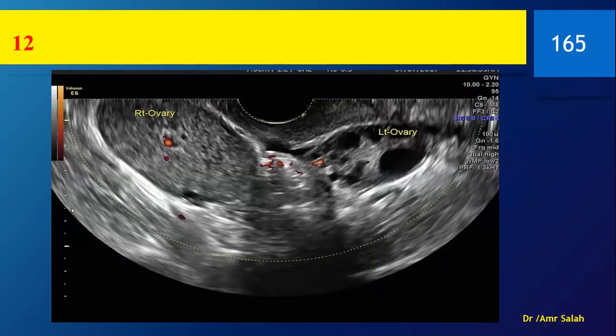Yeah, the ovary is in an abnormal location. It looks heterogeneous, and the patient is having pain. So this is an ovarian torsion.